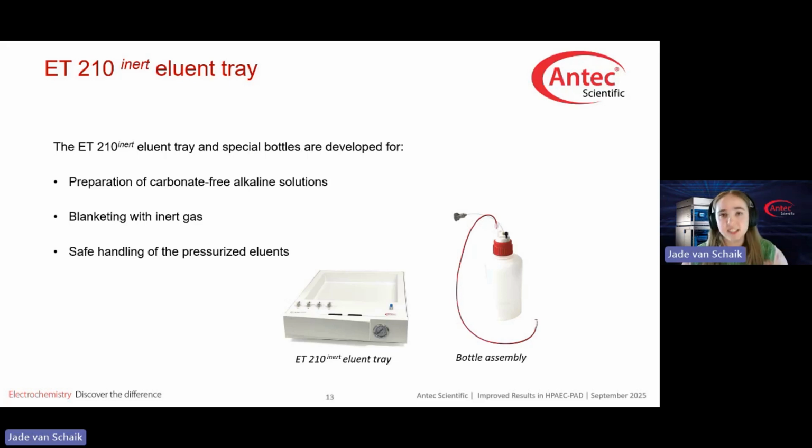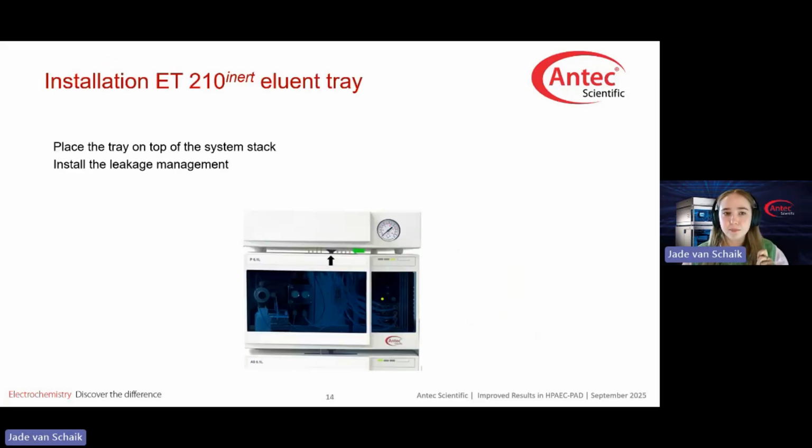But first, since the ET210 is called a module, let's look at its installation and use. Installing the ET210 is straightforward. Simply place it on top of another module to integrate it with the leakage management system and connect it to the nitrogen supply. However, the bottles, to be precise, the bottle assembly, requires our attention.